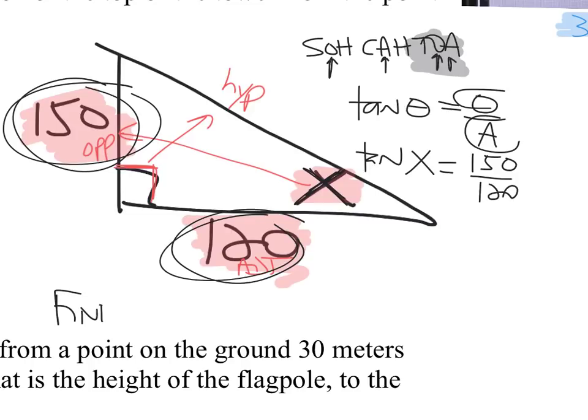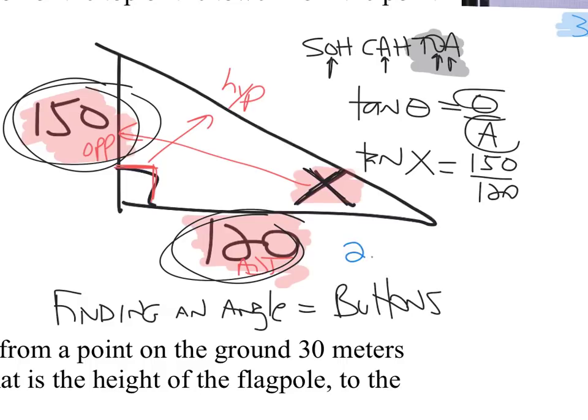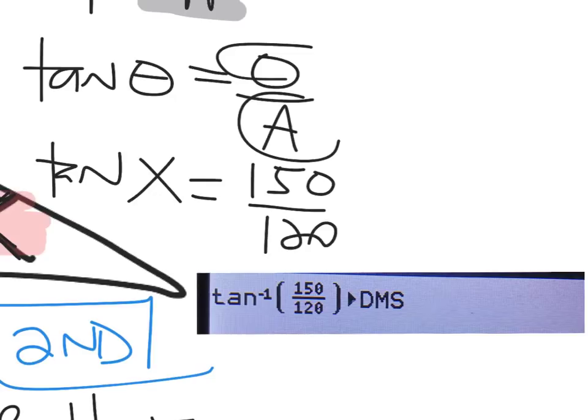I'm finding an angle, which means I'm going to be pushing buttons on the calculator. And the first button you always press when you're finding an angle is the second button. When you're finding an angle, you always want to press the second button, and you always want to see this inverse notation. Make sure you close your parentheses, and you always have to DMS, degrees, minutes, and seconds, your answer.